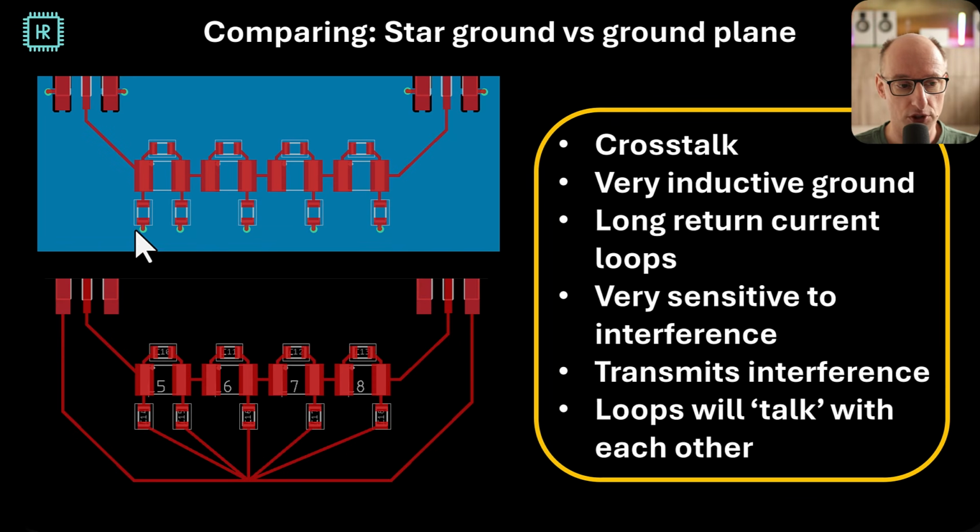The return current loops are incredibly small because the forward current is going here, for instance, and the return current goes right under the trace. So the size of the loop is basically determined by the thickness of your dielectric. Because the loops are far smaller, they will be far worse antennas. So you're transmitting a lot less interference and you're receiving a lot less interference. And since those loops are very small, they won't talk with each other as well as in this example. So on all accounts, this is a far better solution for RF.